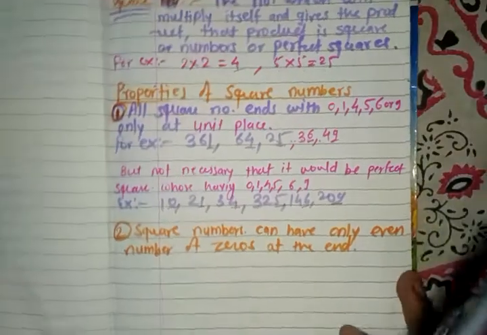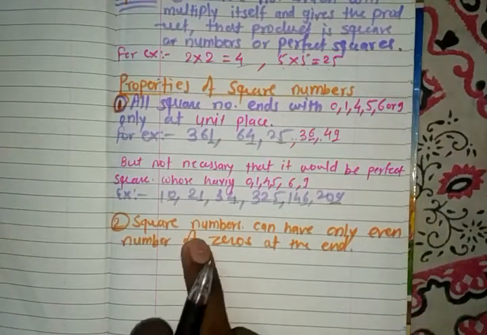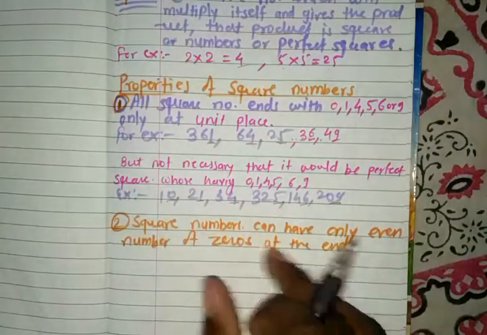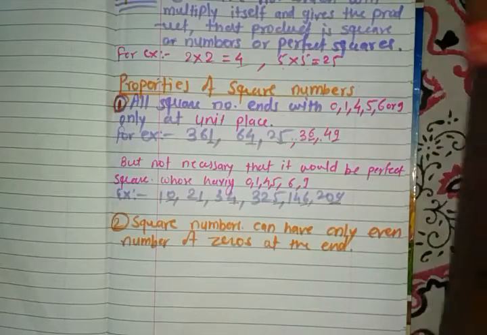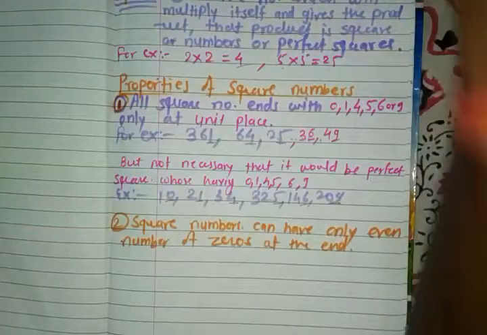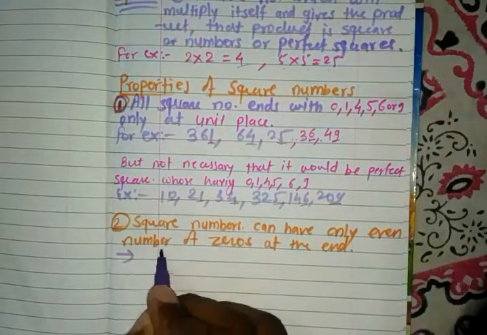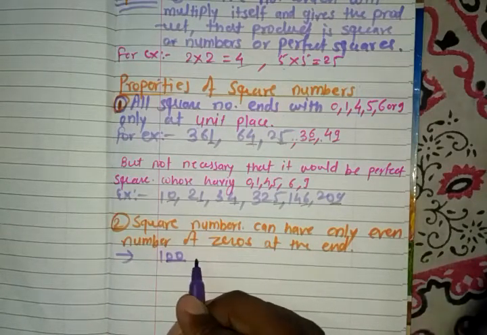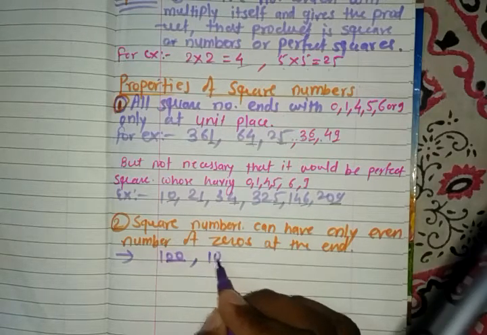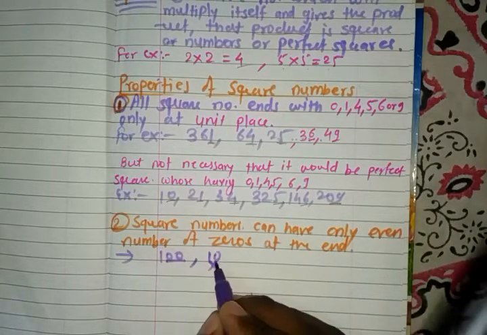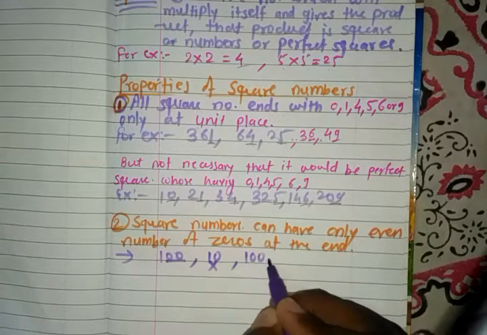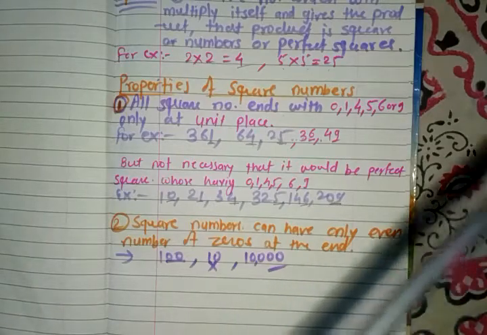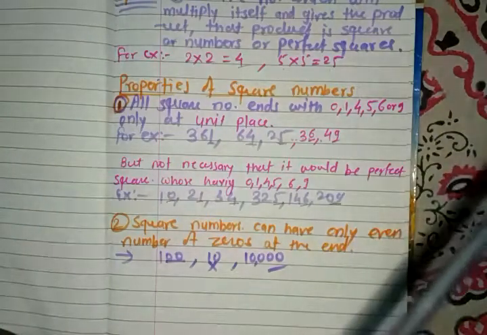Now next, a square number can have only an even number of zeros at the end. It means that if I take the example of 100, the number of zeros is even, so it is a perfect square or square number. Suppose I take 10, it is not a perfect square because it has an odd number of zeros. Suppose I take 10,000, then it is a perfect square. Like that, every perfect square has an even number of zeros.